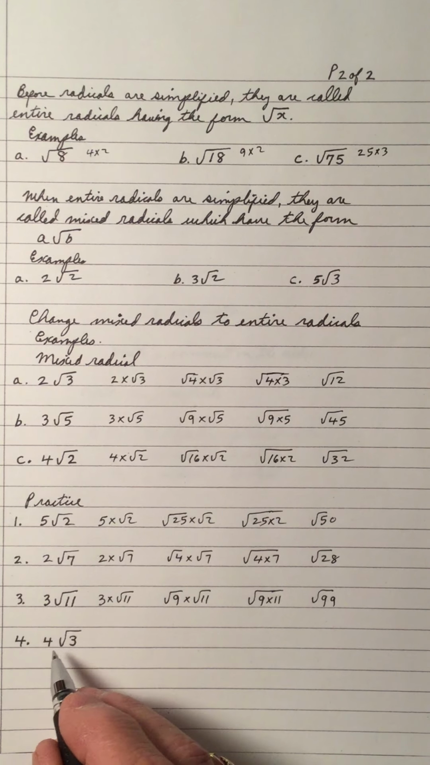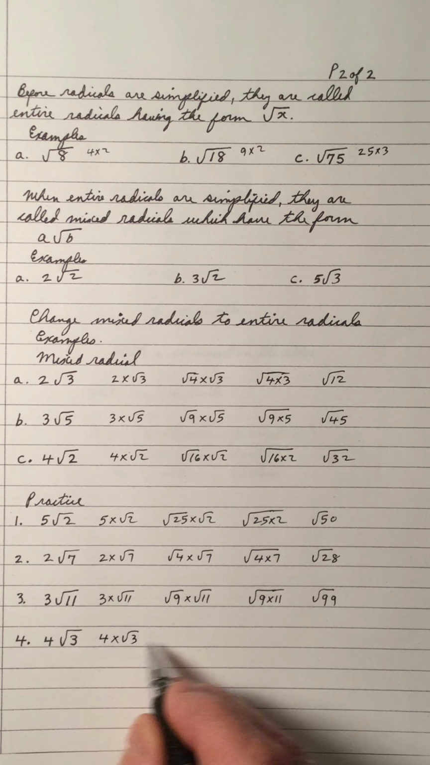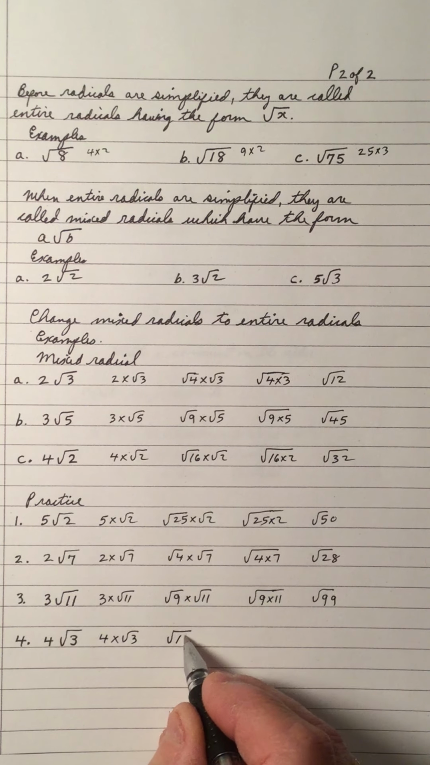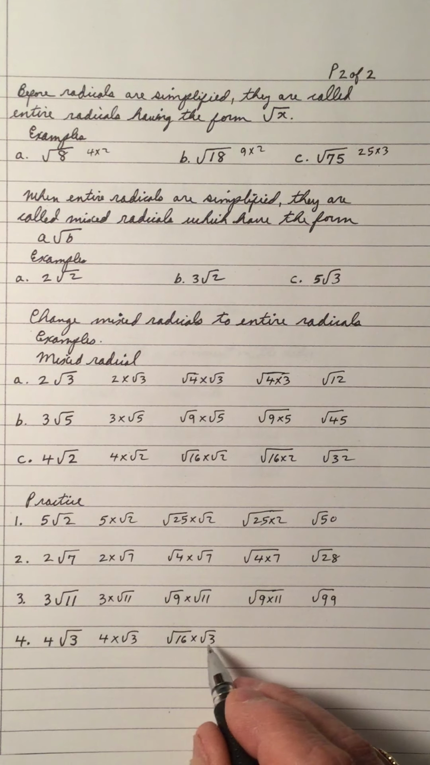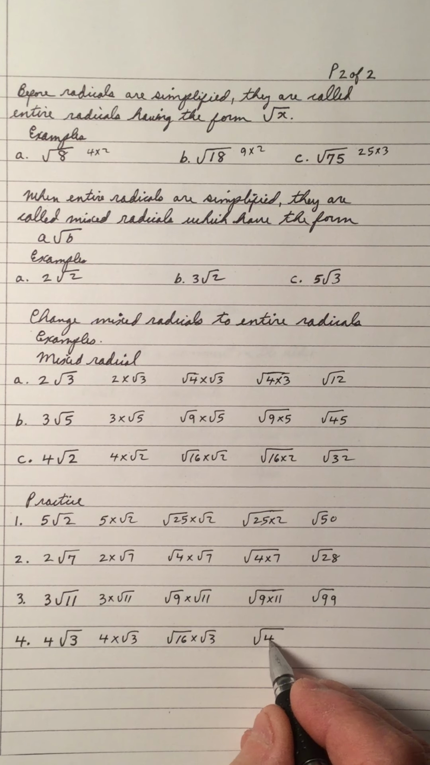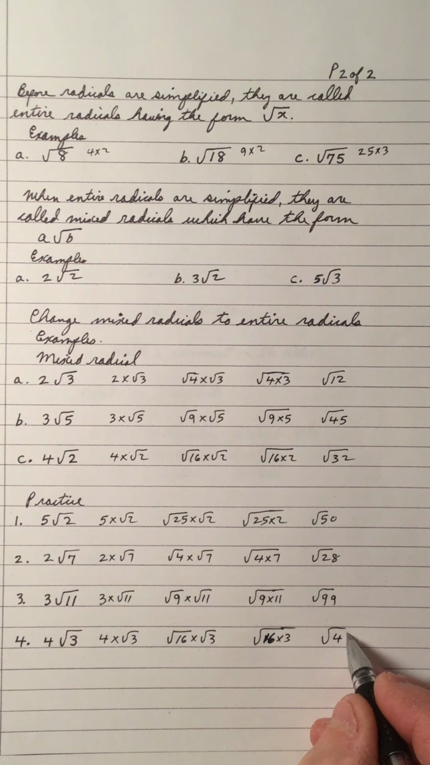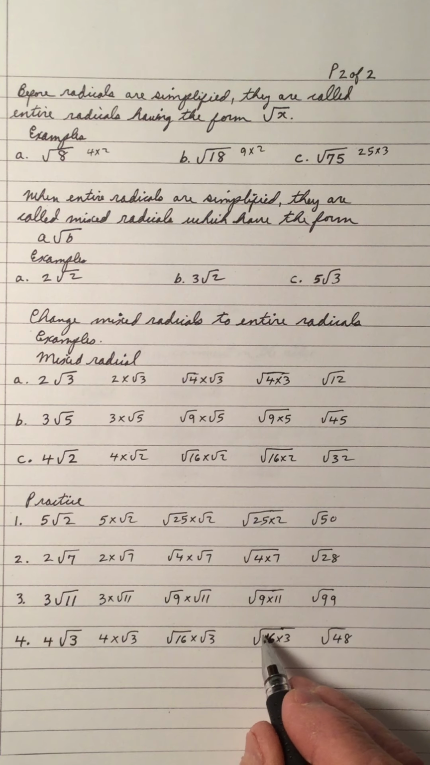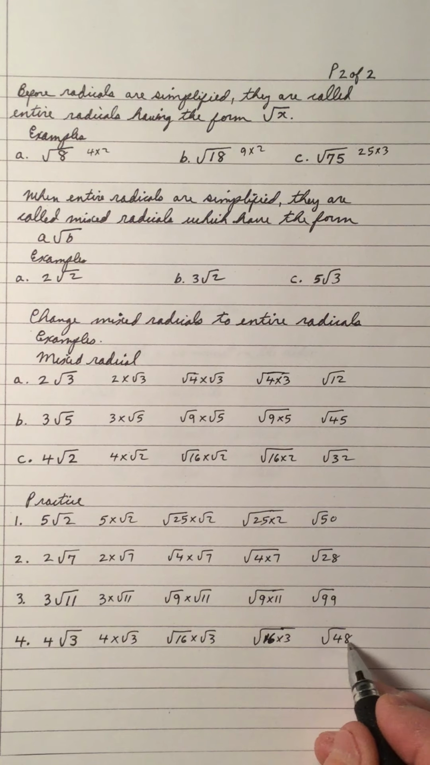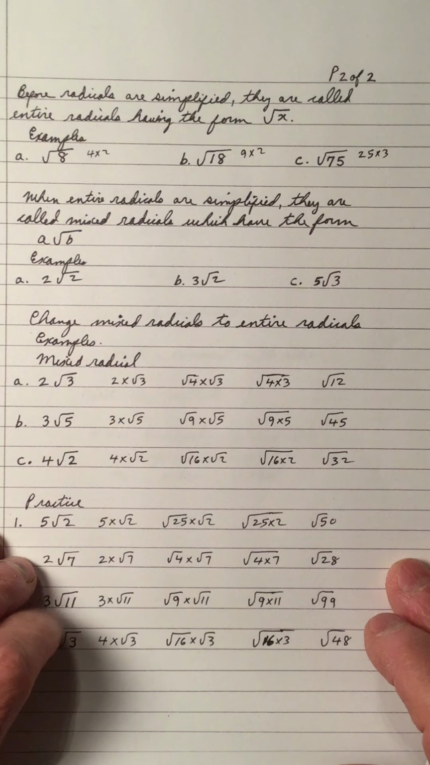Notice we're reversing it. 4 root 3 is the same as 4 times root 3. Square root of 16 is the same as 4. And root 16 times root 3 is the root of 16 times 3 underneath the radical, which is the root of 48. So we just had to do mixed radical to entire radical.